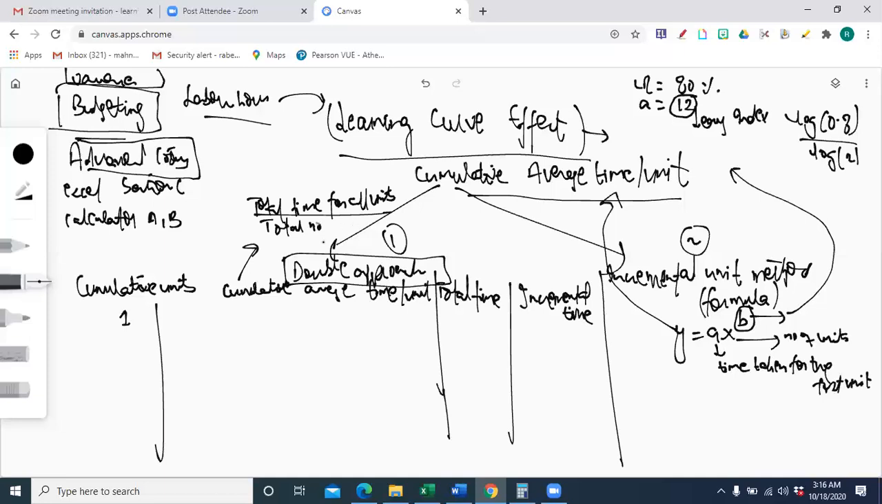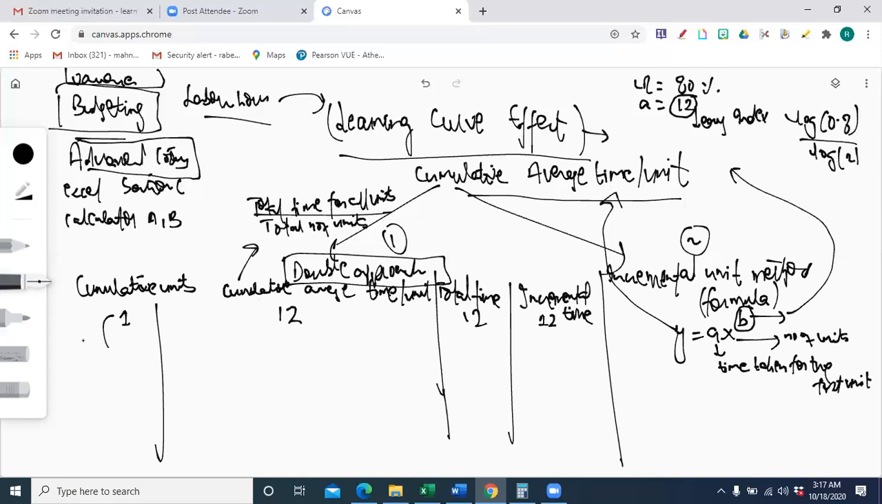Okay. So I told you, if you're making the first unit for the first time, what is cumulative average time per unit? Time taken per unit is basically 12. Okay, and total time for one unit is 12 into 1. It's going to be 12, and the incremental time for first unit, I've just made the first unit, it's basically 12. Now the doubling rule applies.